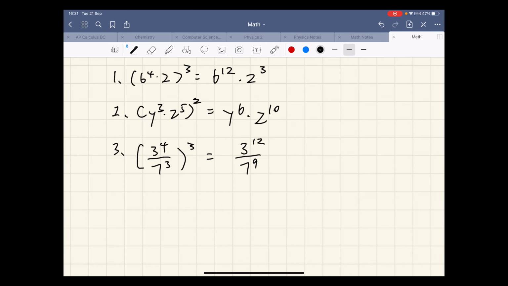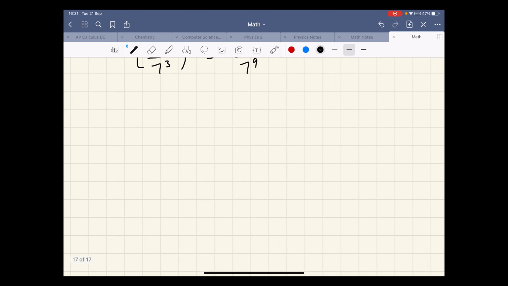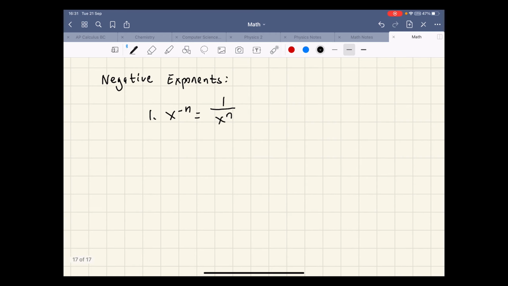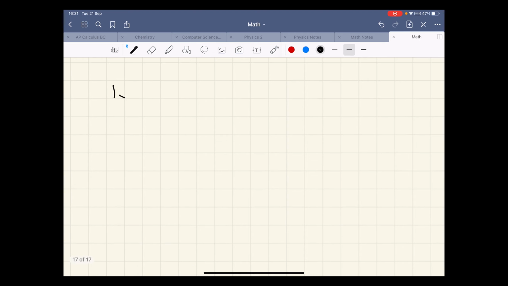Now let's learn something more abstract. So now we're going to learn something called negative exponents. For negative exponents, there is another rule, and I'll write it here. x to the power of negative n will equal 1 over x to the power of n. You can just get rid of the negative sign, but you just have to put 1 over on top. So let's do some simple practice questions with this new rule we learned.